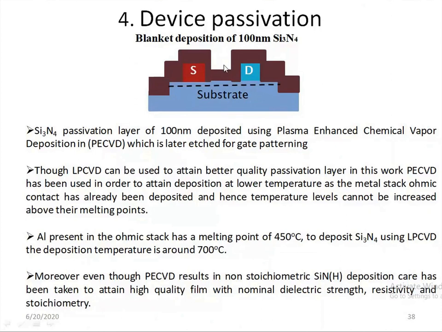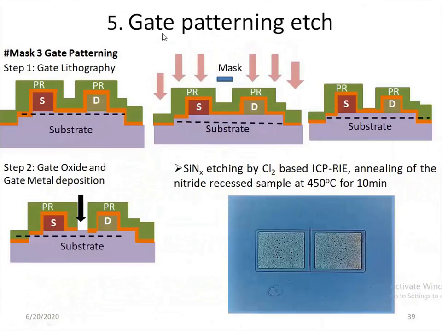And after the passivation deposition, we again use a mask for gate patterning. We etched away a portion of the passivation layer using optical lithography, and we developed a trench like this, and then we deposited the gate oxide and the gate metal. After the passivation etching and gate deposition, the device will look like this in the bottom figure. This is a pattern of the HEMT device. This is a source, this is a drain, and in the center you can find a very small gate that is present.